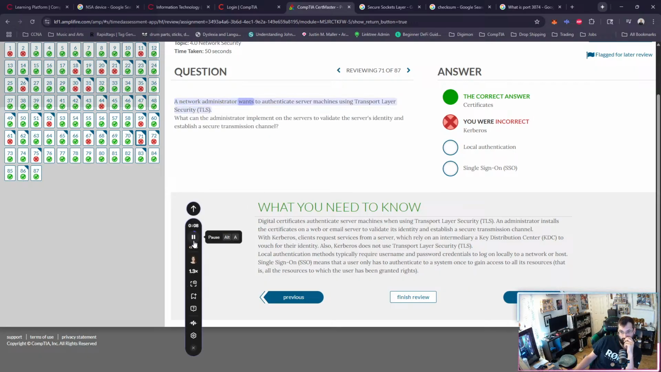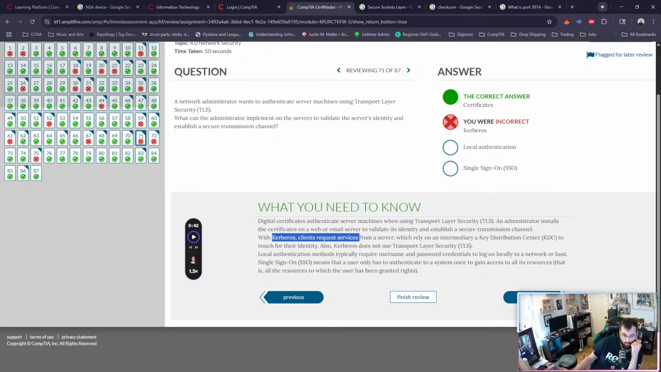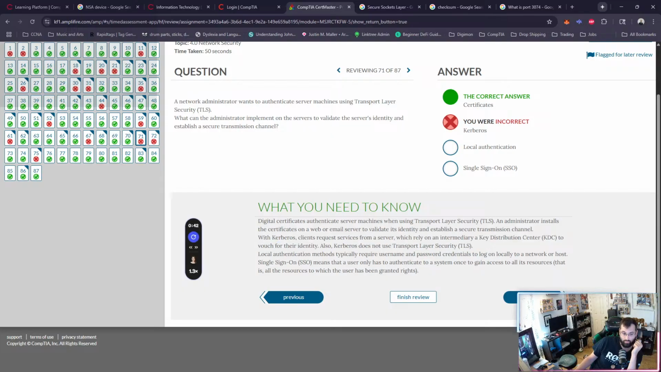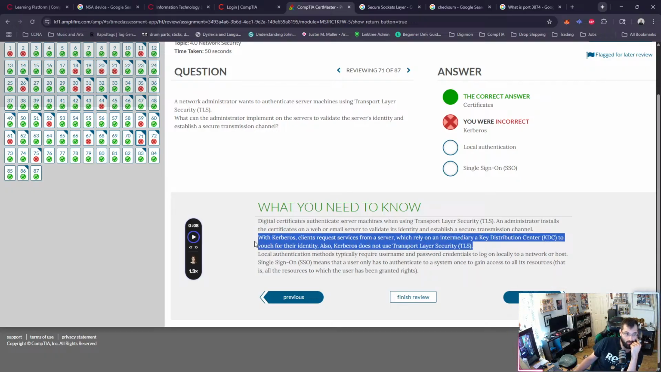A network administrator wants to authenticate server machines using Transport Layer Security (TLS). What can the administrator implement on the servers to validate the server's identity and establish a secure transmission channel? I thought it was going to be Kerberos. With Kerberos, clients request service from a server which relies on a key. So it doesn't use transport layer security, and it's just a password. That's all it does.